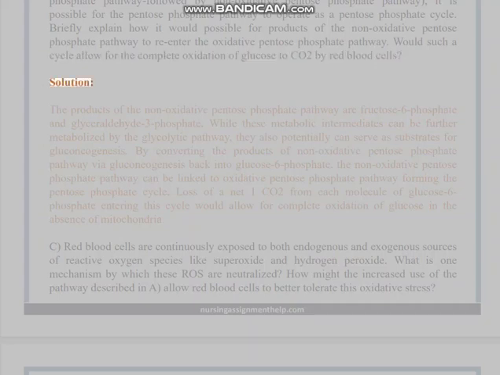Solution: The products of the non-oxidative pentose phosphate pathway are fructose 6-phosphate and glyceraldehyde 3-phosphate. While these metabolic intermediates can be further metabolized by the glycolytic pathway, they also potentially can serve as substrates for gluconeogenesis. By converting the products of the non-oxidative pentose phosphate pathway via gluconeogenesis back into glucose 6-phosphate, the non-oxidative pentose phosphate pathway can be linked to the oxidative pentose phosphate pathway, forming the pentose phosphate cycle.